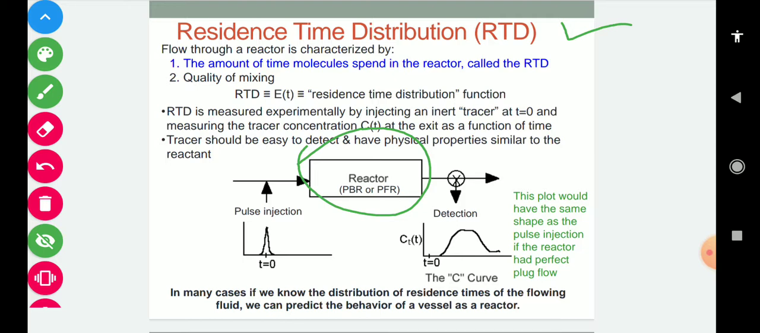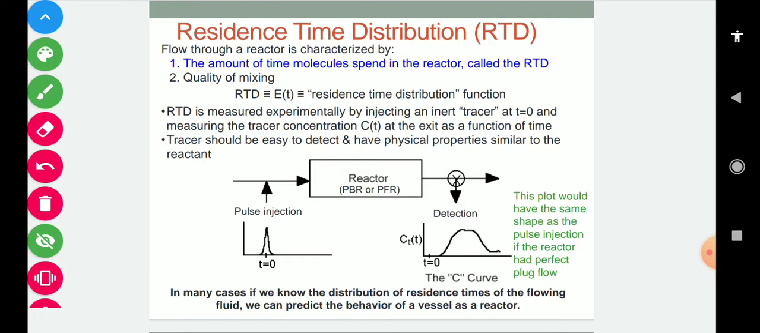For example, a pulse injection means we immediately give some tracer, ideally in zero time interval. If we talk about an ideal pulse, the width of this pulse is equal to 0 and its height should be infinite. I'm talking about only ideal pulse injection. So for an ideal pulse injection, the width is 0 and the height is infinite.